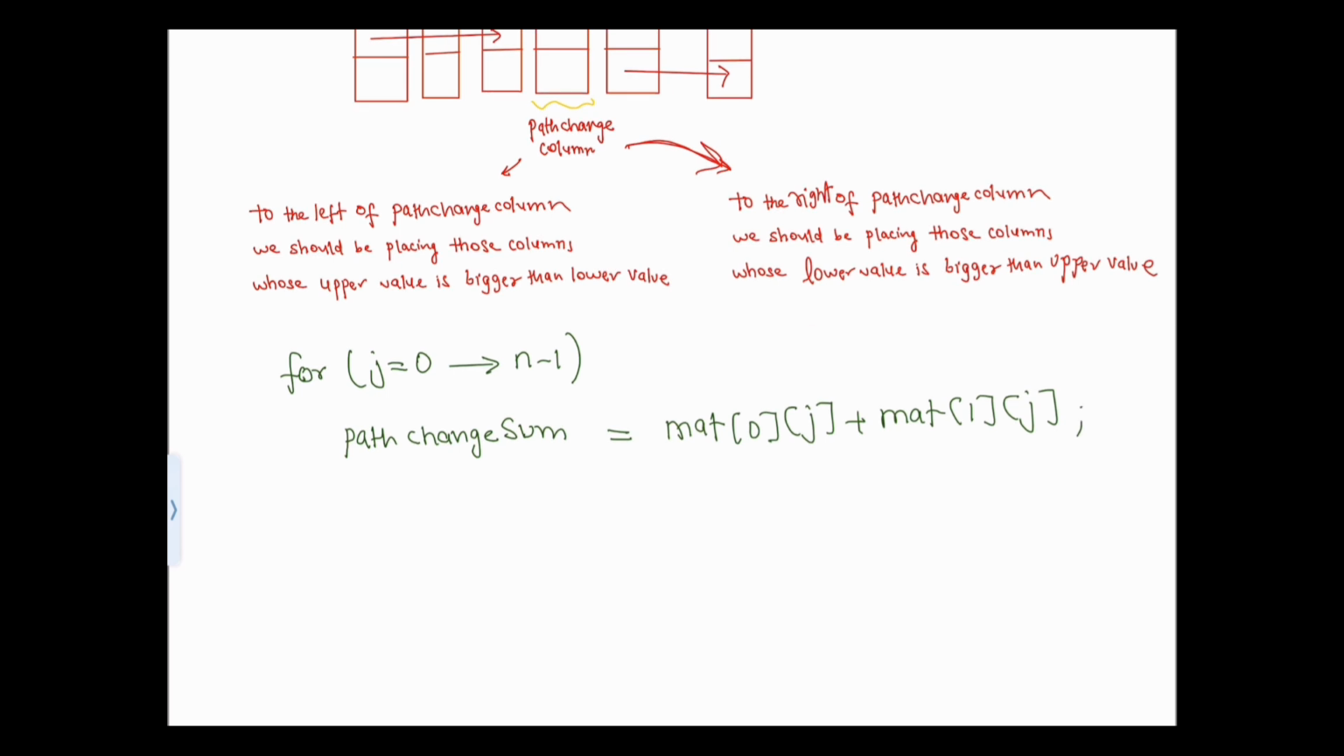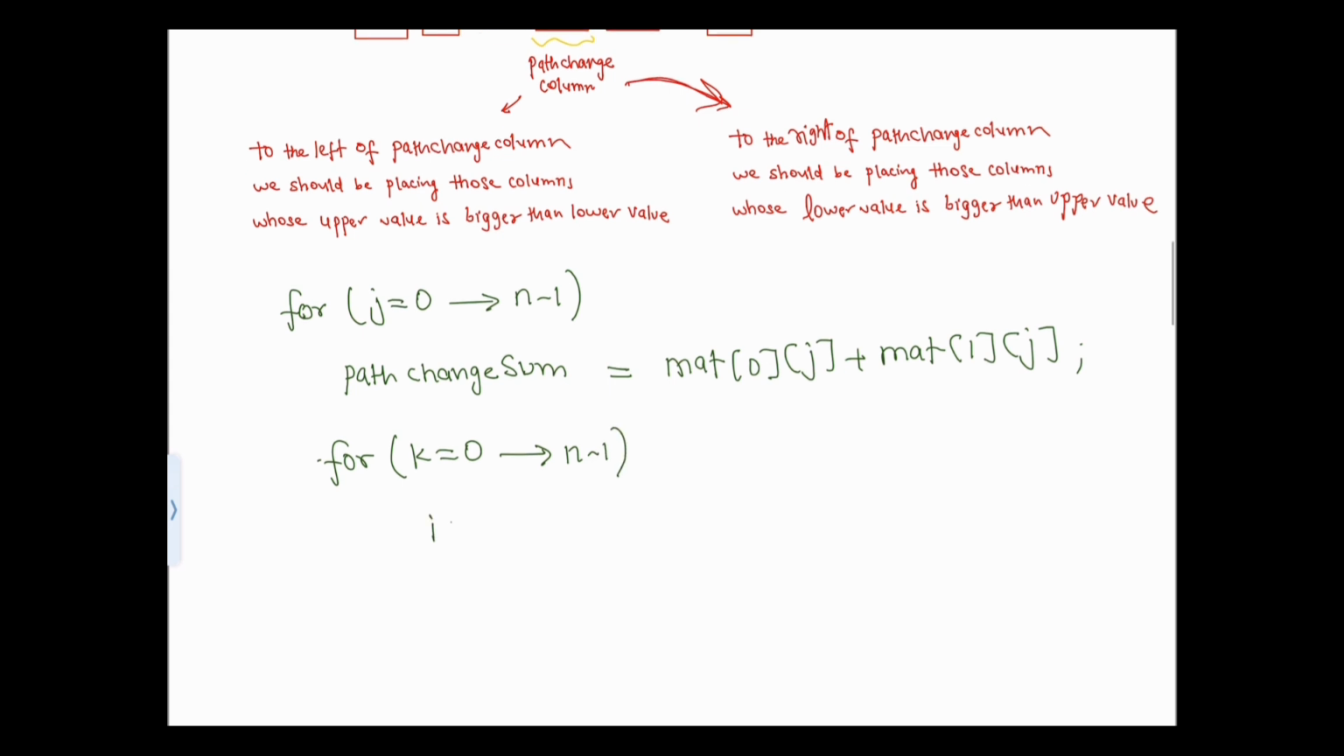And now we're going to talk about the rest of the columns, the rest of the columns around our path change column. So have a loop again, for k going from 0 to n minus 1. And if we come across a point where the value of k equals j, then we are just going to continue. We're going to ignore this because we are concerned about the columns that are to the left of the path change column and the columns that are to the right of it.